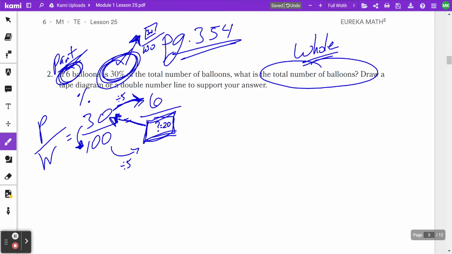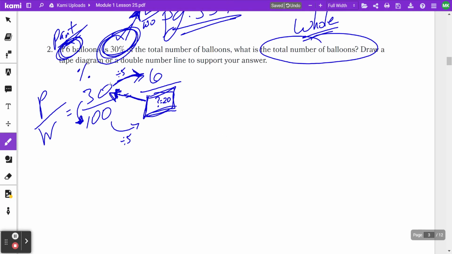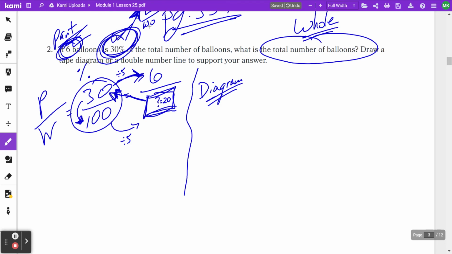Okay, and that one's not so bad. If I needed to manipulate this fraction here to simplify, I could do it to get things to work, but it looks like I don't have to. Now, the other method is the diagram, and I'm a big fan of the diagram for these particular models or questions. You'll see why in a second. Watch this. So if 6 balloons is 30%. Now, "is" is an interesting word there, right? 6 balloons is 30%.